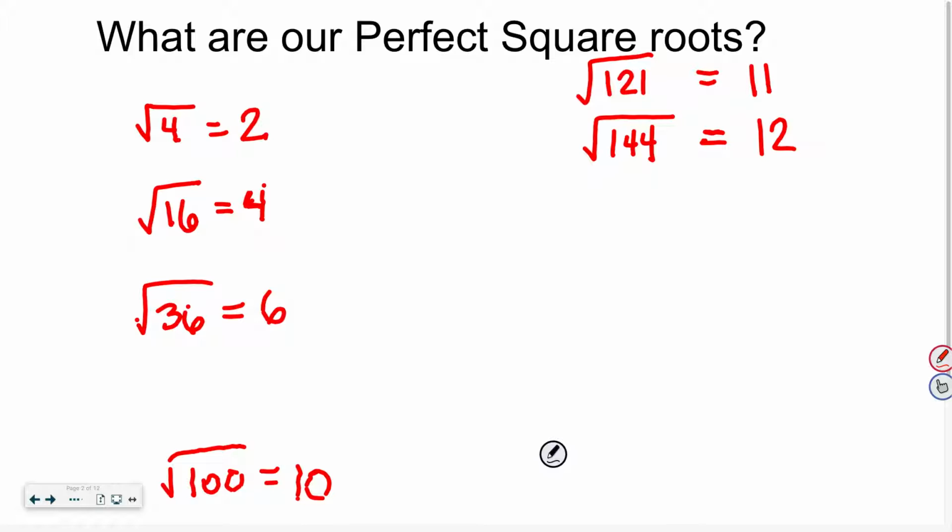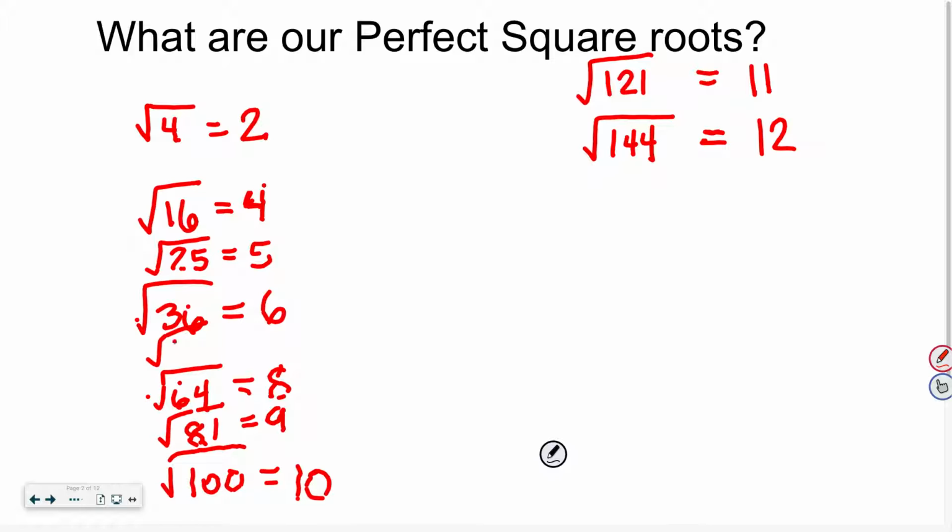The square root of 64 is 8. Square root of 25 is 5. The square root of 81 is 9. Square root of 49 is 7.